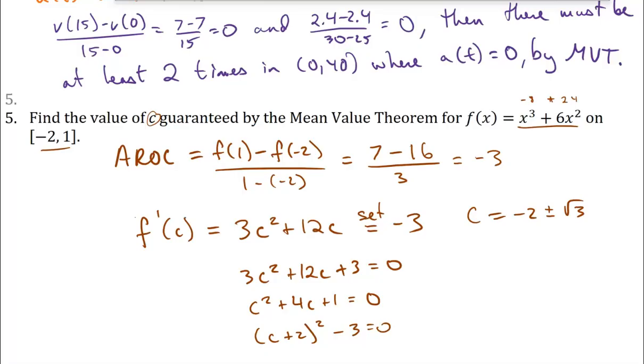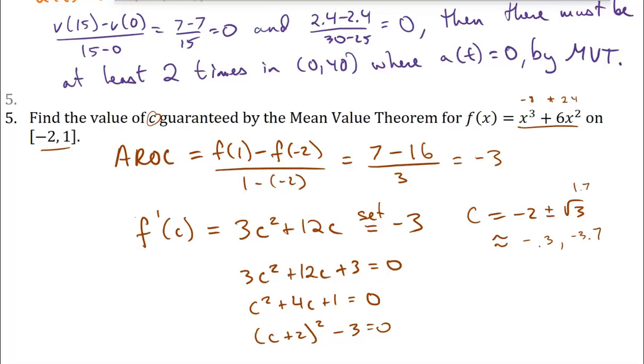So here I have two different values, and this is approximately, let's see, 1.7-ish, so this is going to be around negative 0.3-ish, and negative 2 minus would be negative 3.7-ish, something around there. I don't really need to know what the decimals are.